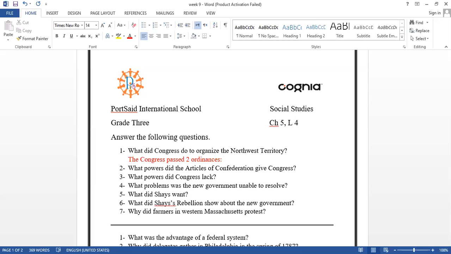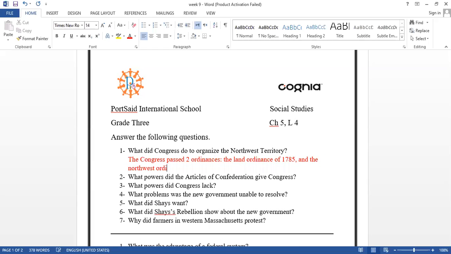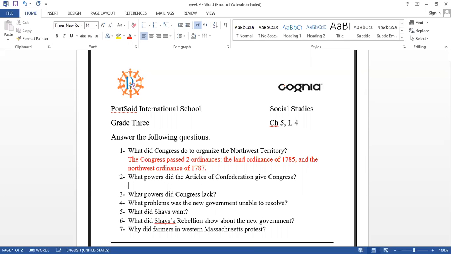Okay, what are these? The Land Ordinance of 1785, and the Northwest Ordinance of 1787. Exactly. That's it, habayebi. So you just say that we have two laws or two ordinances. Okay. The second question. What powers did the Articles of Confederation give the Congress?